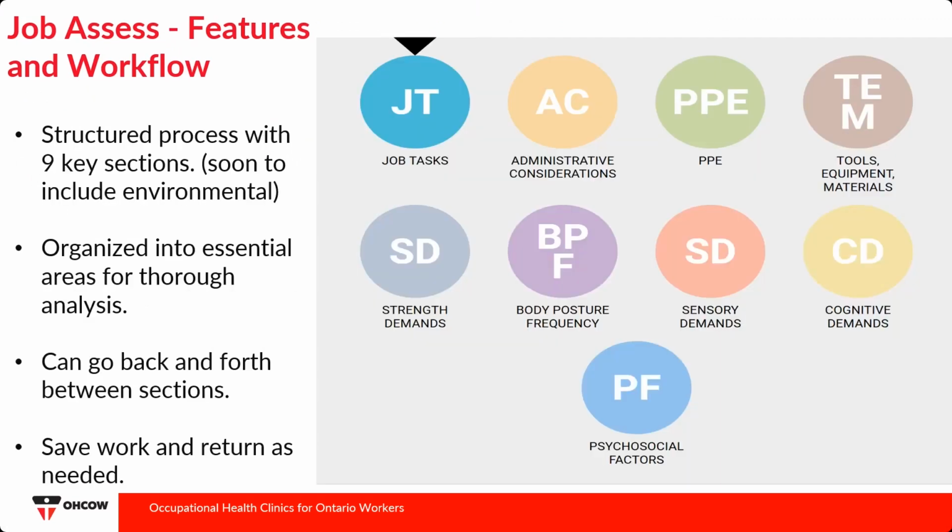So this is how it will look once you get into the actual JobAssess. At the bottom, you'll see different circles that you can click on, and these are the different key sections that we have, and there's 9 of these so far. Soon we are including the environmental as a section on its own. And basically you can click through these wherever you want, or you can follow it in this order, and it'll start at job tasks, and it'll ask you to input your job task. Then you go through all of that, then you'll go through administrative considerations. Or if you're there just to take the strength demands, you can jump to that section.